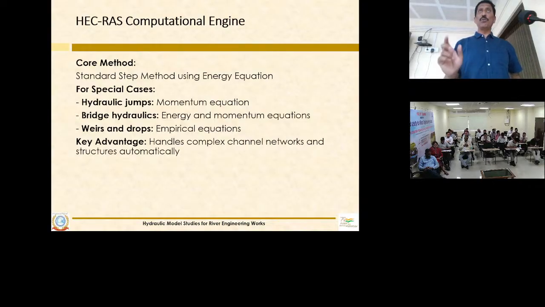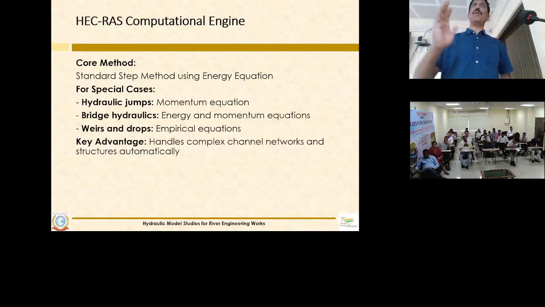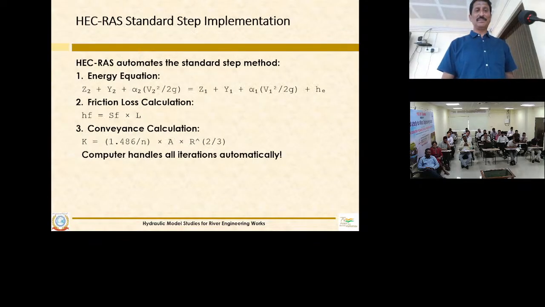And a key advantage of using HEC-RAS is that it can handle complex channel networks and structures automatically. So we can design it. Whether it is a tributary joining or a dendritic pattern near the delta, both scenarios can be easily modeled. In all regions, we can model from the upstream with the supercritical flow to the delta region where the dendritic pattern is there. So all these capacities are built into the HEC-RAS model.